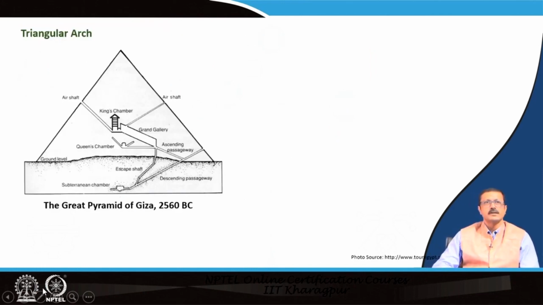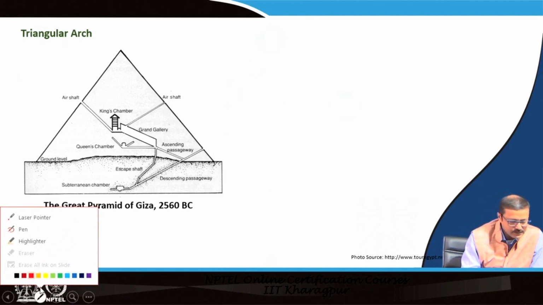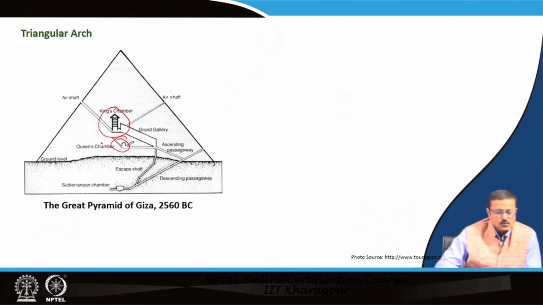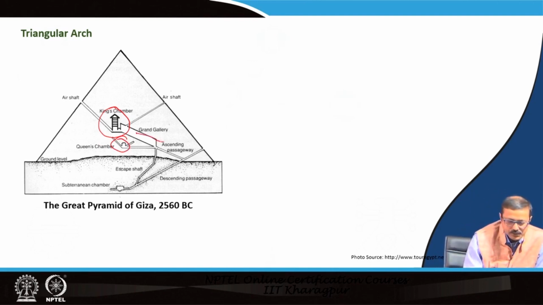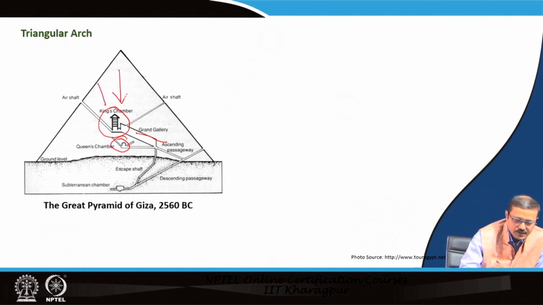Next, let us see some of the historical examples where triangular arches have been created. If you see the Great Pyramid of Giza, which was built long back, 2516 BC, the king's chamber, the queen's chamber, which is smaller, and the grand gallery are empty. There is no support, only mummies and such things are placed over there. That is a vacuum kind of thing, but it has an enormous amount of weight due to the stone blocks.